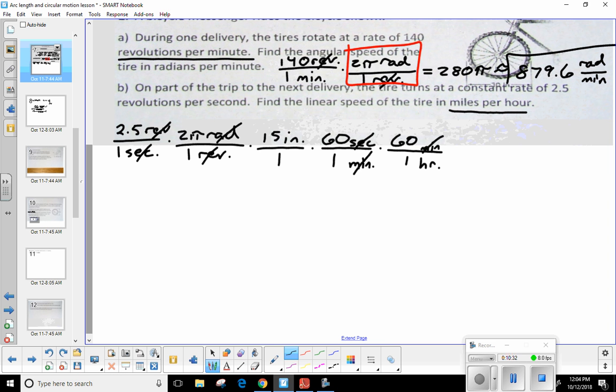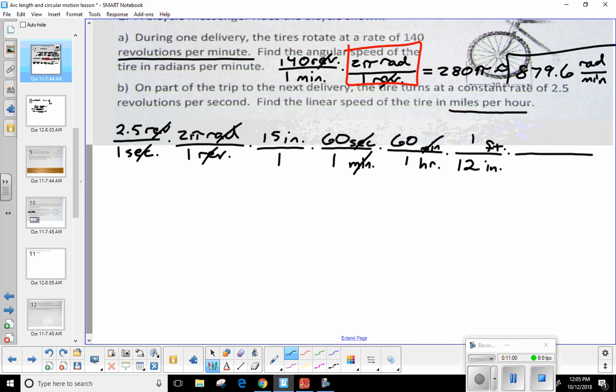Okay. So now I've got to go from inches to miles. So what's a good in between? Feet. Okay, so where do I have to put my inches? On the bottom, because right now the inches are on top, right? So I'm going to go ahead and put inches below, feet above. So in 1 foot, there are 12 inches. So now I've got feet per hour. One more and we're good.